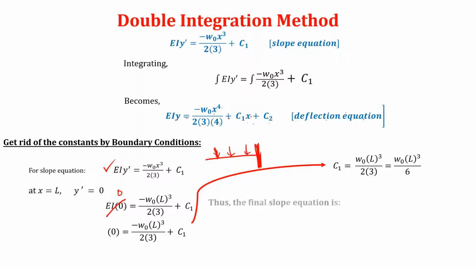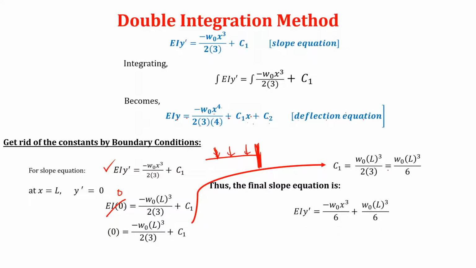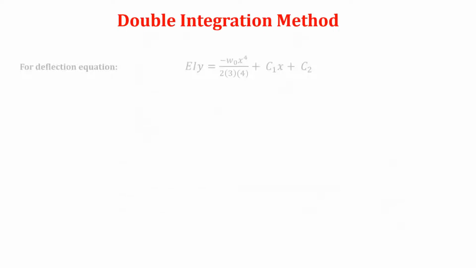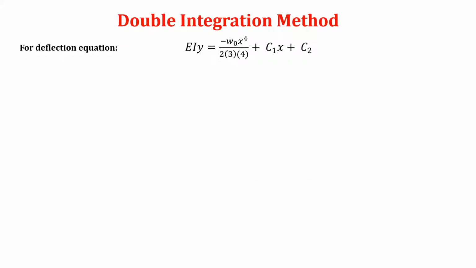Now, let's get the final slope equation. Instead of C1, we put in its equivalent. So here is our final slope equation. Now, let's go ahead and get the value of C2. Where do we find C2? It appears in the deflection equation. We see it here.